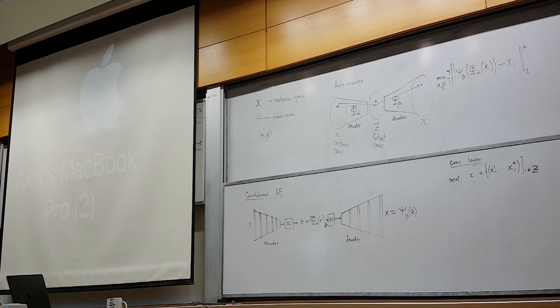What's the M standing for? M is the number of channels in the input. Okay? M is the number of feature maps.